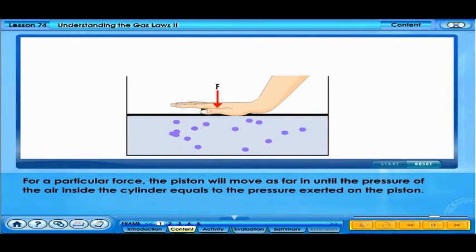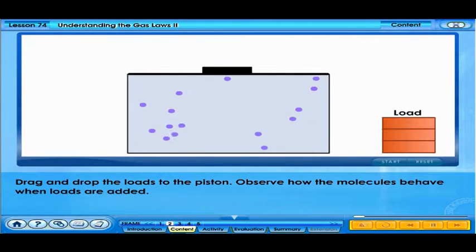For a particular force, the piston will move as far in until the pressure of the air inside the cylinder equals the pressure exerted on the piston. Drag and drop the loads to the piston. Observe how the molecules behave when loads are added.